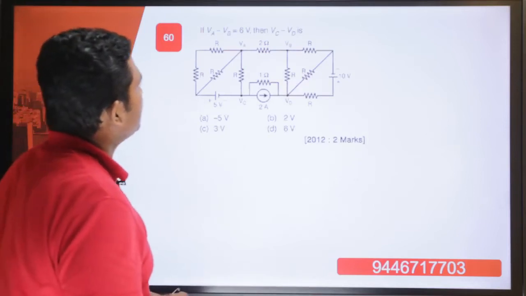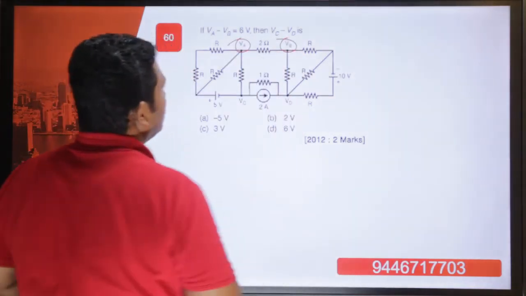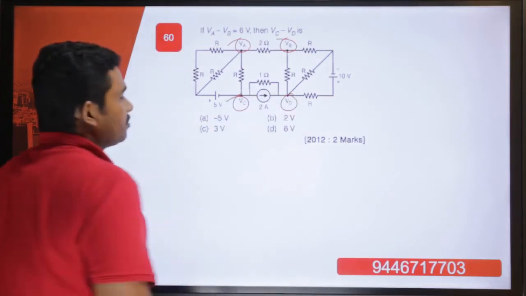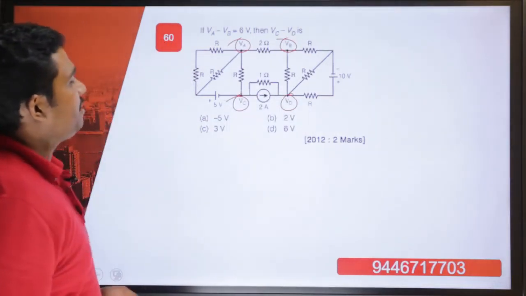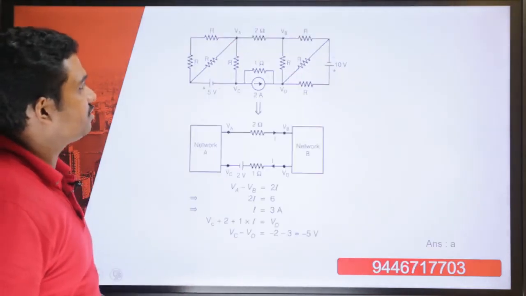If VA minus VB is equal to 6 volt, then VC minus VD is what is the question.